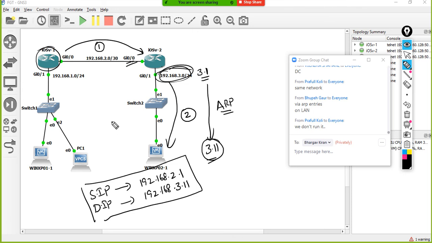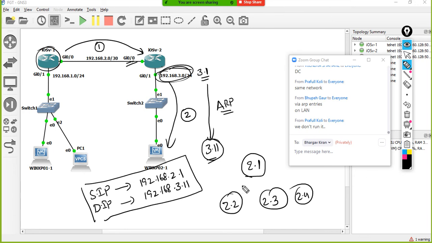I'm confused because even if they are directly connected, it's not in a different network. Then why do we still need to run an ARP request to get a MAC address? See here, ma'am. Let's say 2.1 wants to talk to 2.2 or 2.3 or 2.4. What we learned is that whenever devices are in the same network, they do the ARP, right? What is the purpose of the ARP? To resolve the MAC address of that specific device. That is called an ARP request.